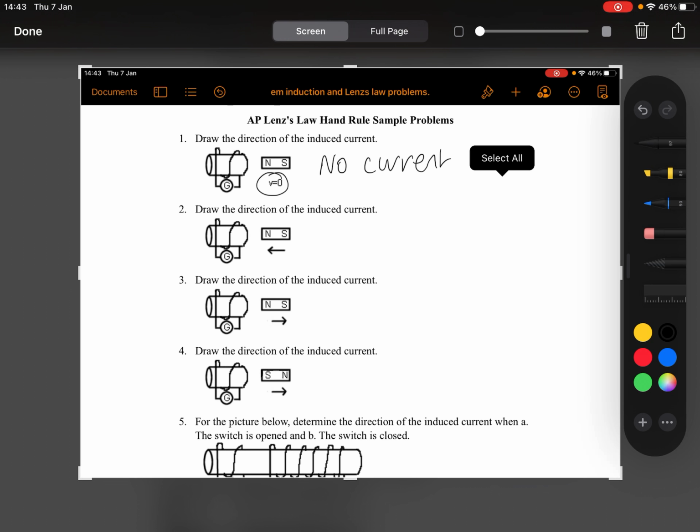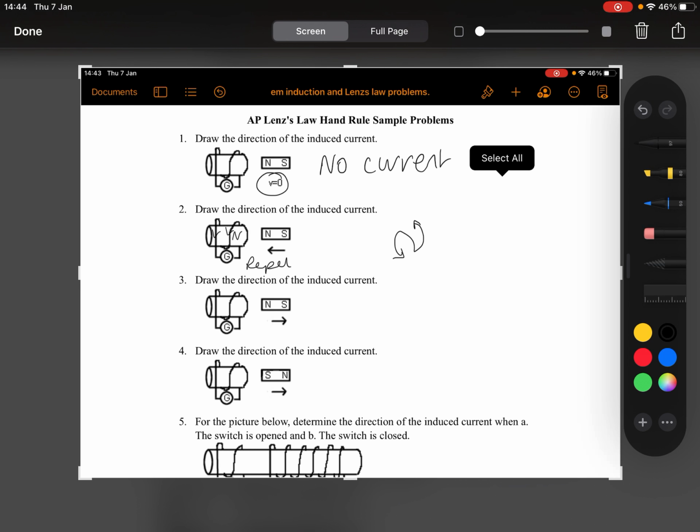So first thing to notice is that you have a north pole being pushed towards. Now that means that this will become a north pole as well, because it is going to try and repel. So I make something like that, repel. And then if you remember, north is anti-clockwise, so it'll be going up and over, up and over. And that's my direction of current.